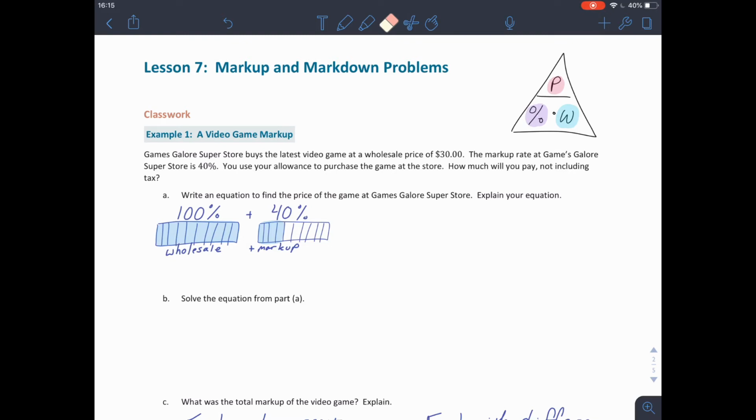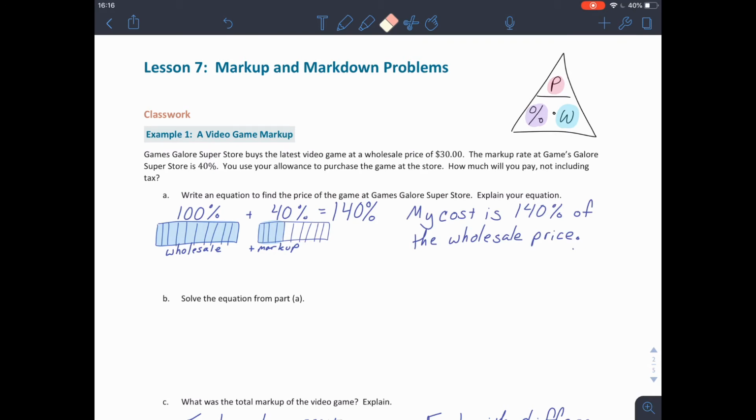Explain your equation. So I can think in this problem of that $30 wholesale price as my whole. That's 100%. That's what the game cost. And then they're taking that amount and marking it up 40%. So I have to pay 40% more than what they paid for the wholesale price when I go to buy it. So what I can do is take that 100%, that's the wholesale price, and then the 40%, which is how much it's being marked up, and add them together to find what the new percent would be for how much I would end up paying.